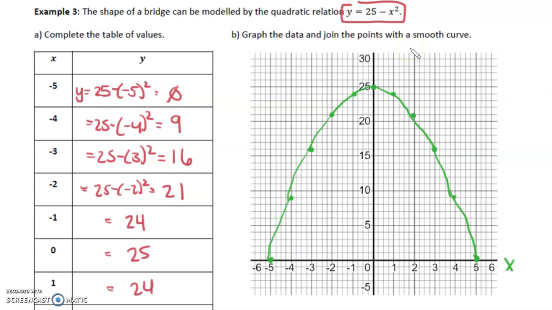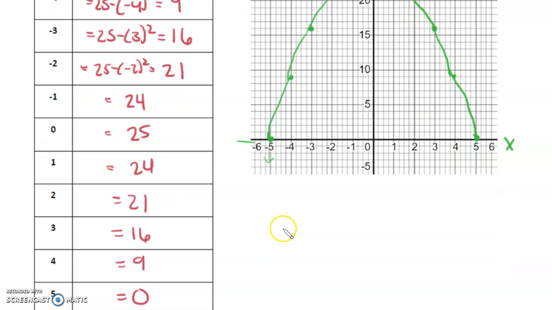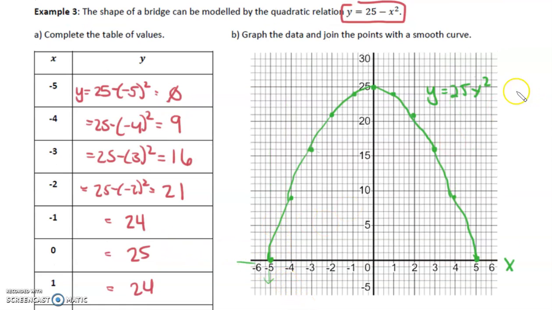There we go. Okay, because we're talking about a bridge, I'm not actually going to go through the x-axis or put arrows on this, because in my head this is the ground. The x would be the ground, and it wouldn't go through the ground. It would just be a bridge above the ground. And that's how you plot points. Remember to label your relation. Okay, x would essentially be the width of the bridge, and then y would be the height of the bridge.